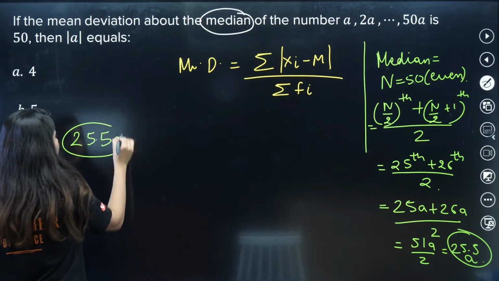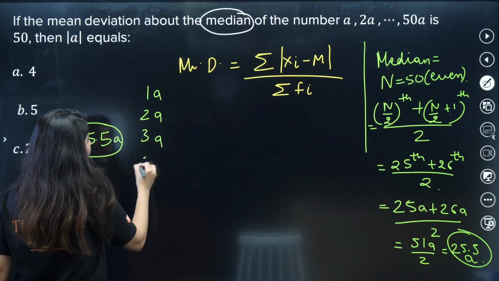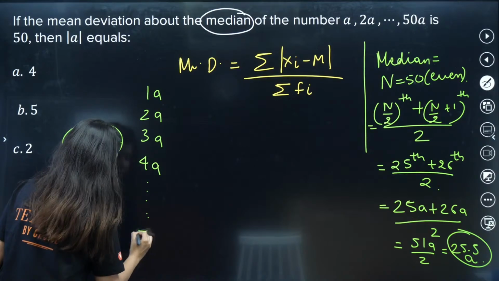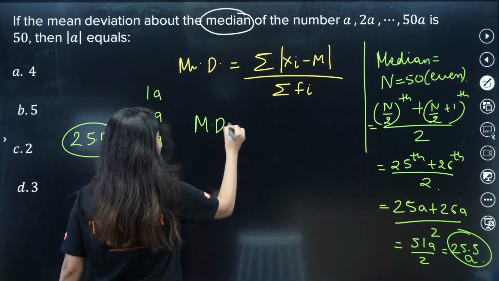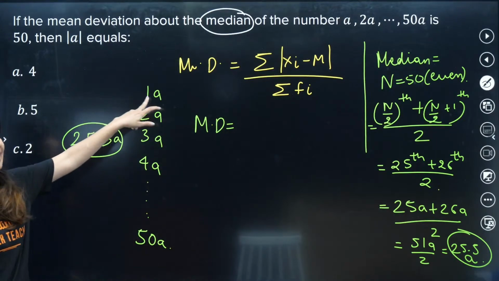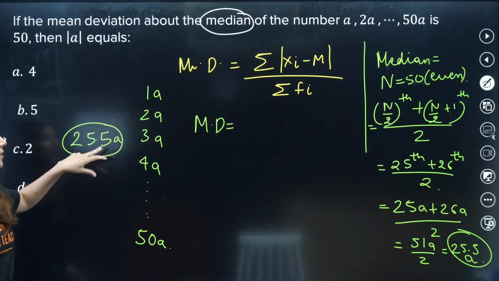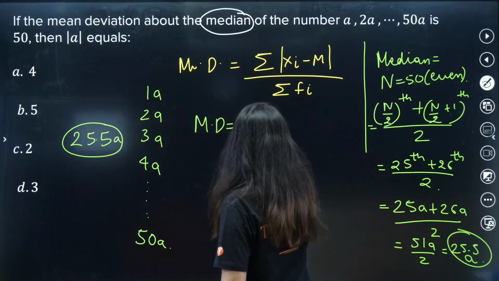25.5A is your median. What are the observations? 1A, 2A, 3A, 4A and all the way up to what? 50A. Right? So calculate the mean deviation now. Start calculating the mean deviation. So 25.5 minus 1, the deviation from this. So that would be what? If you subtract these two quantities, you get 24.5.